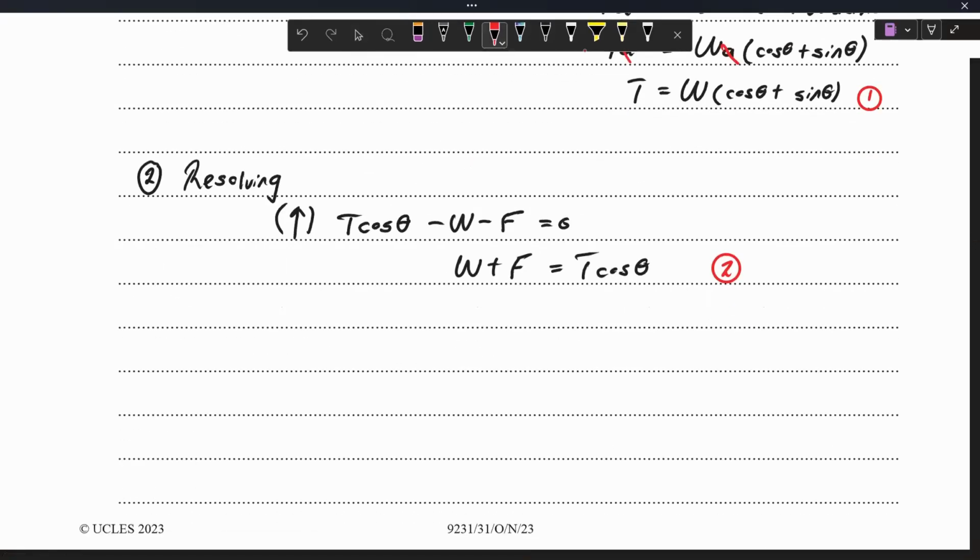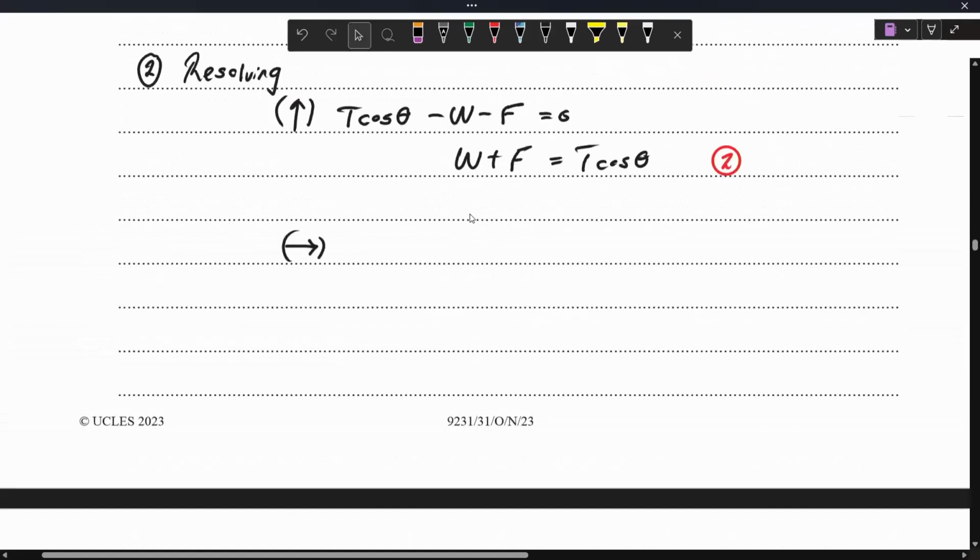Next, we're going to resolve horizontally. Okay, so let's resolve horizontally. I hope we've got space. Yes, we do, so it's fine.